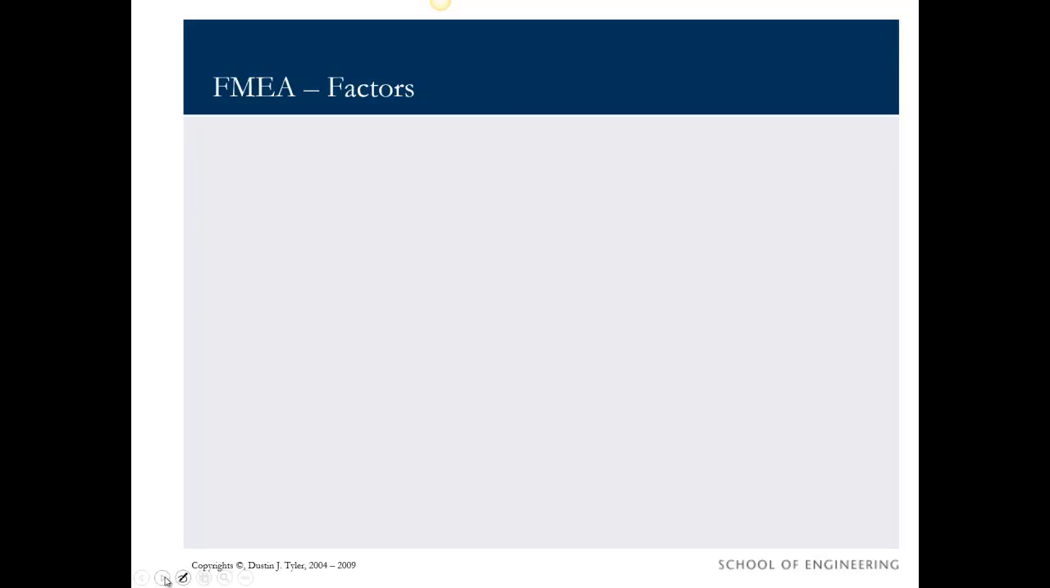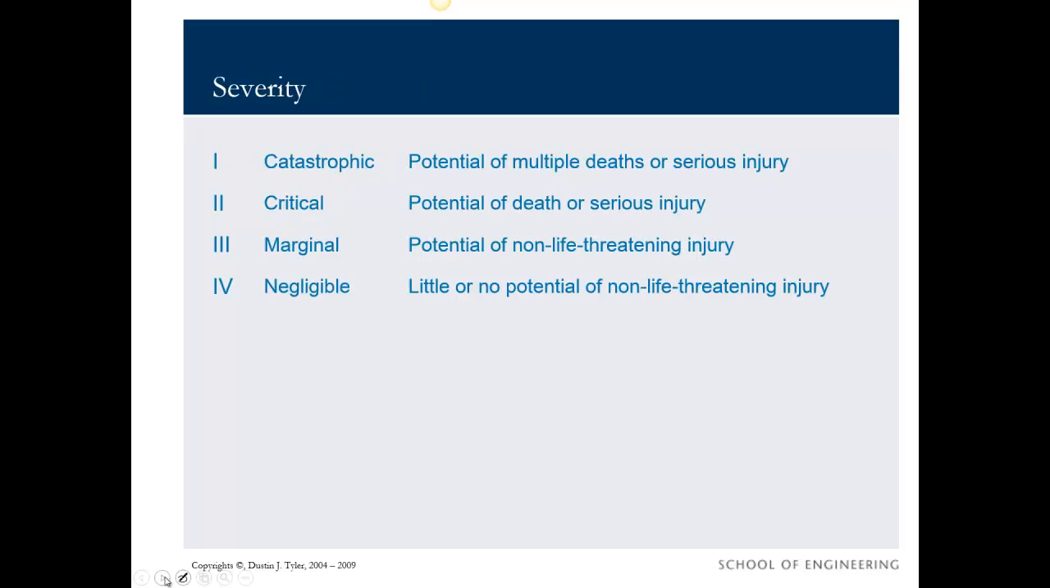When we think about failure modes and effect analysis, we have to consider three factors: the severity, the occurrence of the issue, and the ability to detect it. The severity, as shown here, can be catastrophic, critical, marginal, or negligible. I'm going to skip over the next couple slides because I want you to download it and read it for yourself. There's no need for me to have to read these to you.